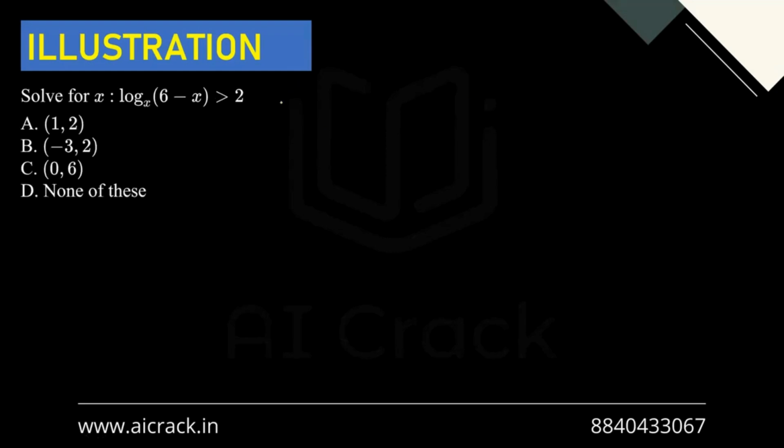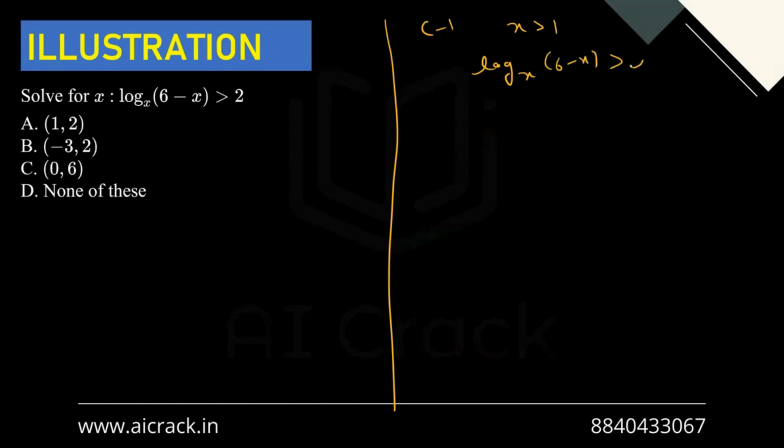Now let's solve this question. So we have log base x of (6 minus x) greater than 2. In this case, we have a variable base over here, right? So we don't know if x is greater than 1 or x belongs to this range. We don't know, right? Therefore, we have to take cases over here. So case 1 would be x is greater than 1. So the inequality would become log base x of (6 minus x) greater than log base x of x square. You can write 2 as log base x of x square, right?